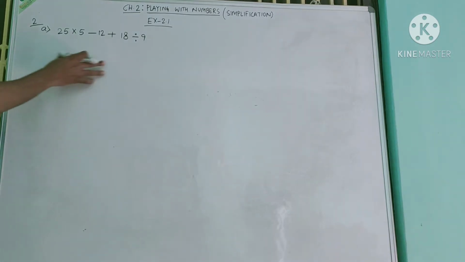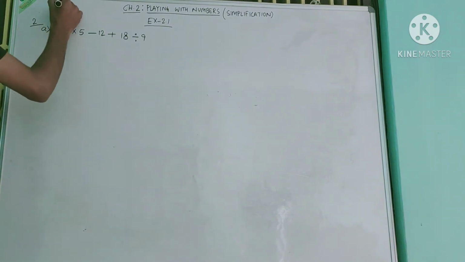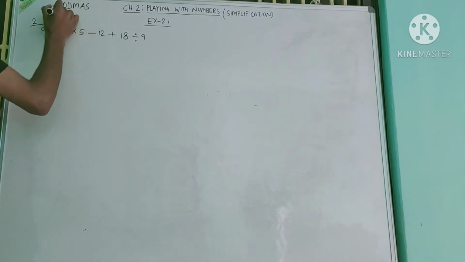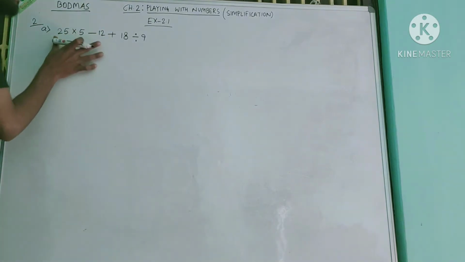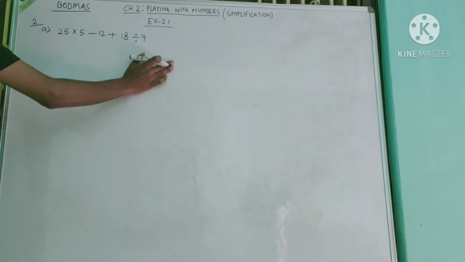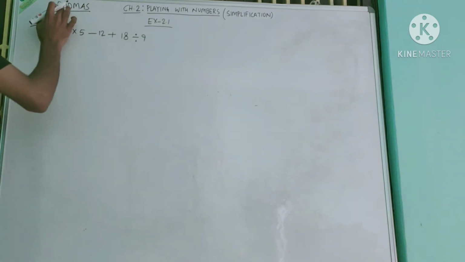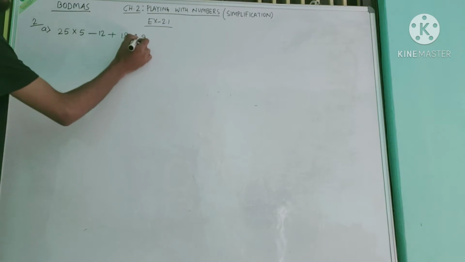Now, we'll solve this expression and we have to simplify it. So, what is our rule? Our rule is BODMAS. So, first B stands for bracket. Now, we have to see here, is there any bracket? No, there are no brackets. So, we'll move to the next portion, which is called of. Is there any of? No. So we'll move to the next portion, which is D. D means division. Is there any division? Yes, there is a division.